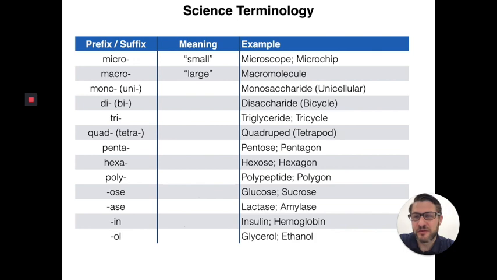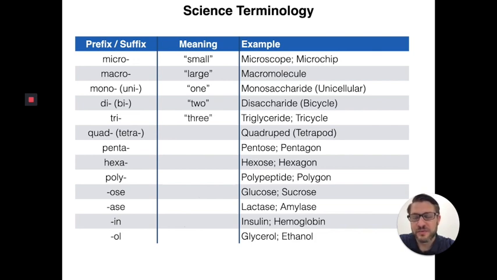Next, we have a series of numerical terms. And remember, in science, we sometimes use Latin and sometimes use Greek. And that's why there's two of some of these, because some of these root words are Latin, some of these root words are Greek, but they mean the same thing. So mono, or uni, means one. So a monosaccharide, remember, is one sugar. Di, or bi, means two. So of course we have a disaccharide, which is two simple sugars bonded together.